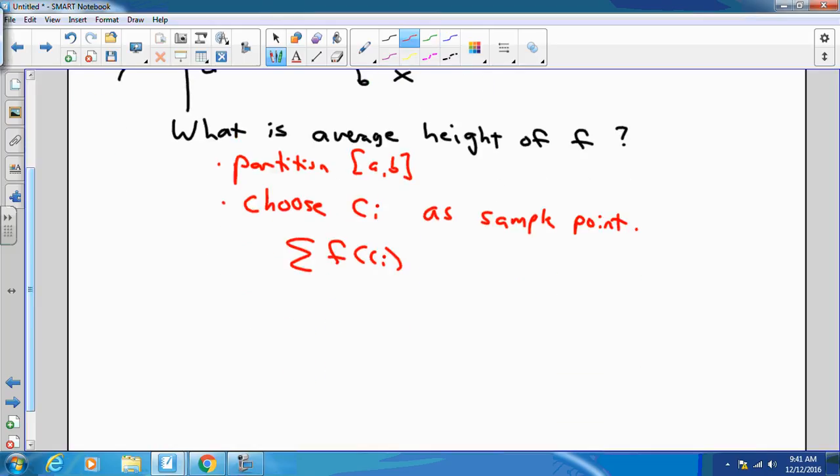Okay. Then, we are going to divide by the number of sample points that we chose. And when we do, this is an estimate of the average value of f.